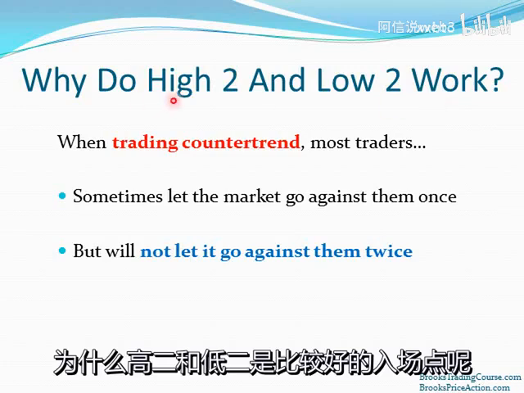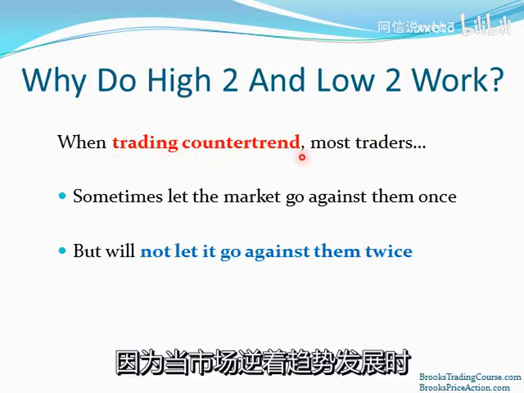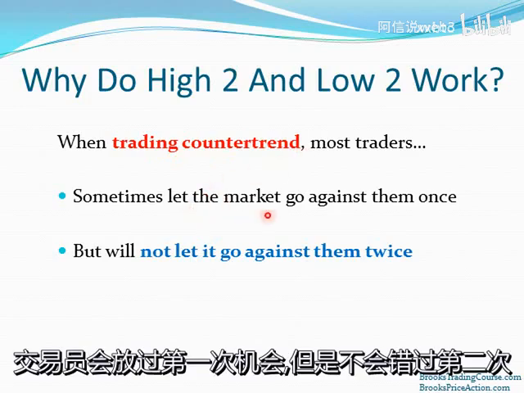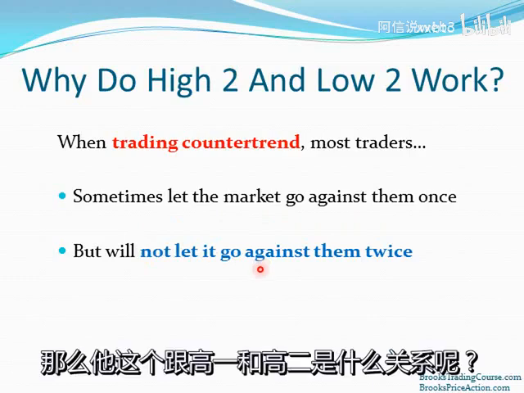And why does a high 2 work and why does a low 2 work? Because when trading a counter trend, most traders will let the market go against them once, but they'll not let it go against them a second time. Okay, how does that translate into what's going on with a high 1 or a high 2?